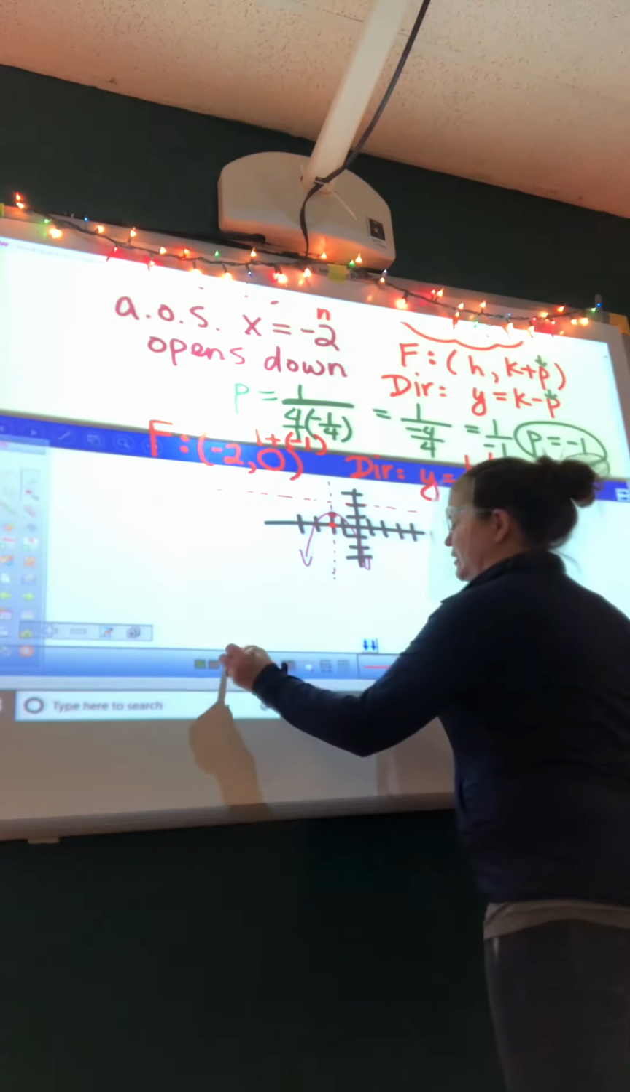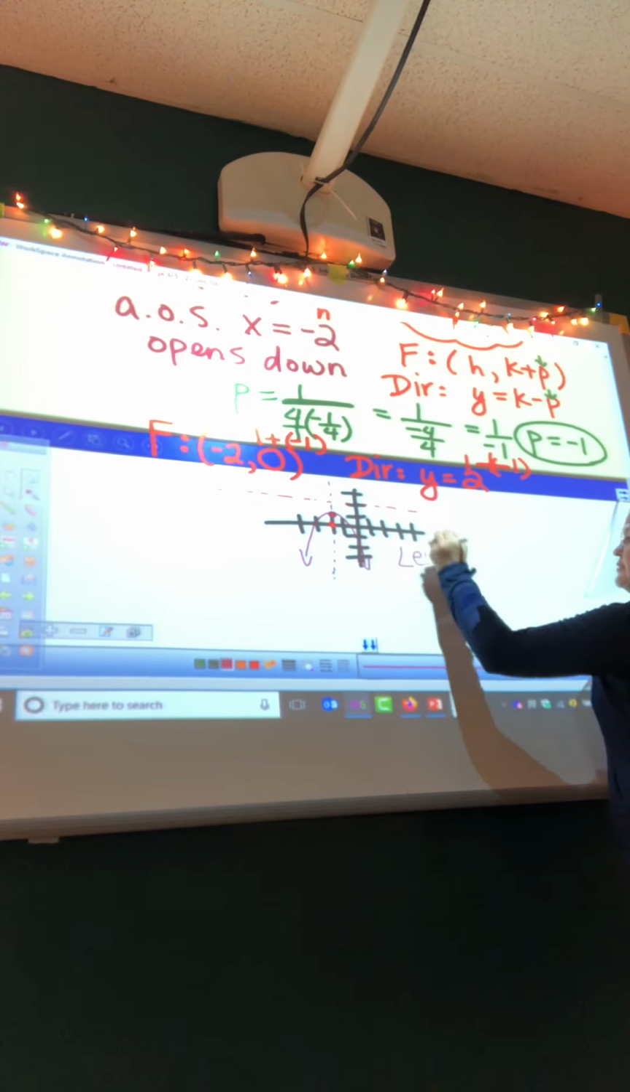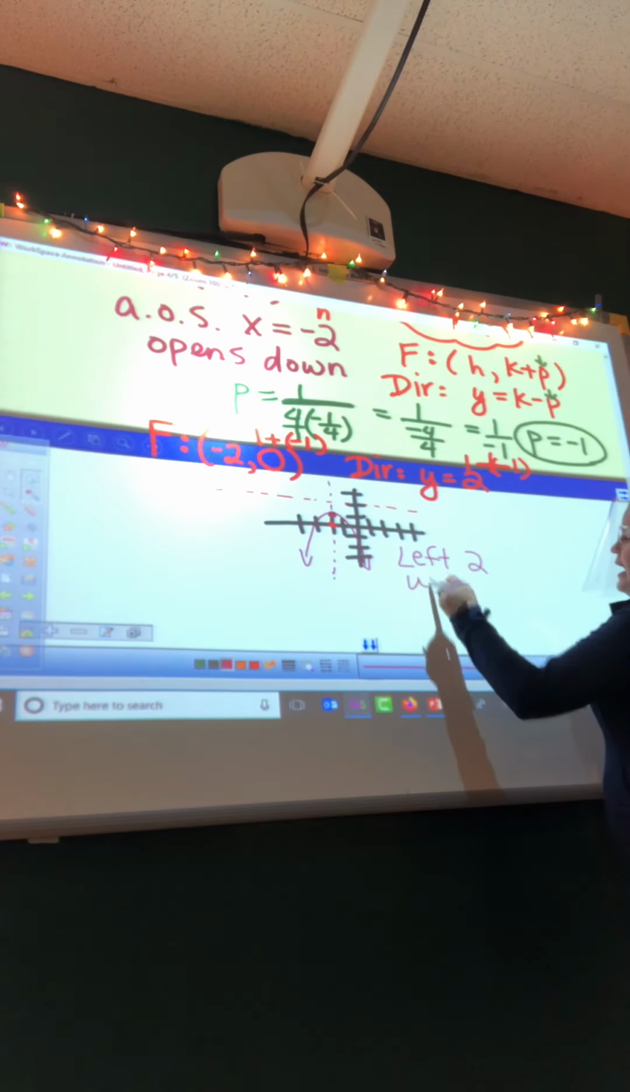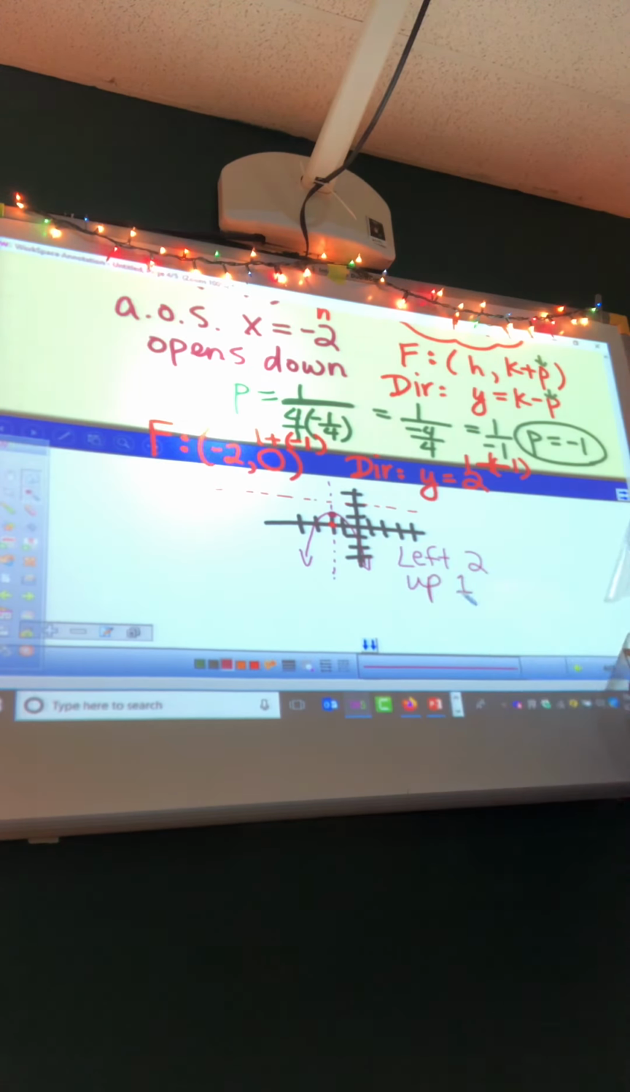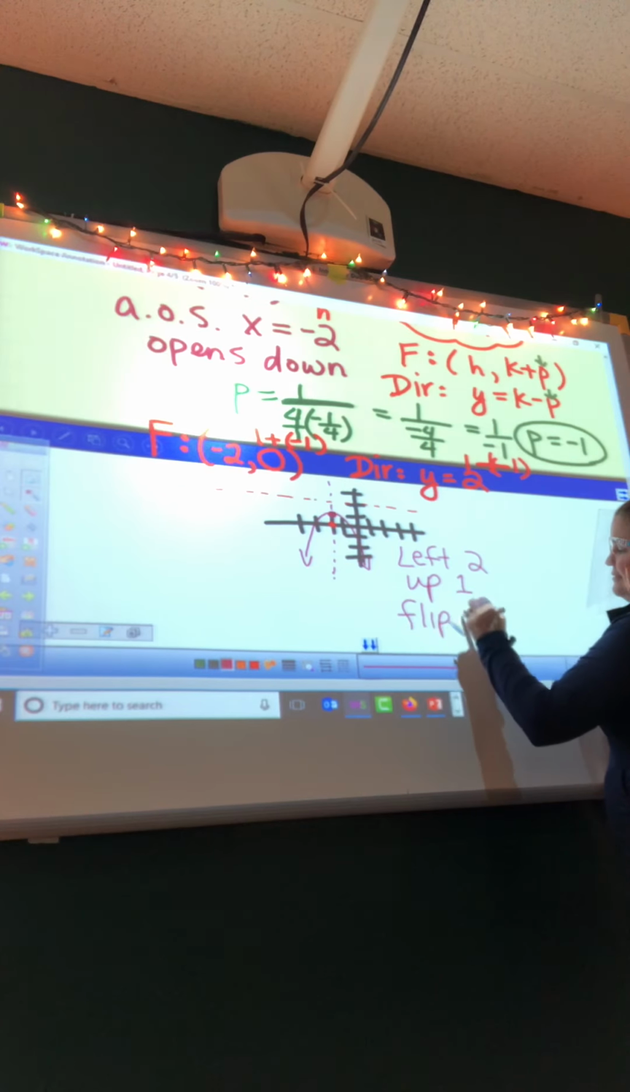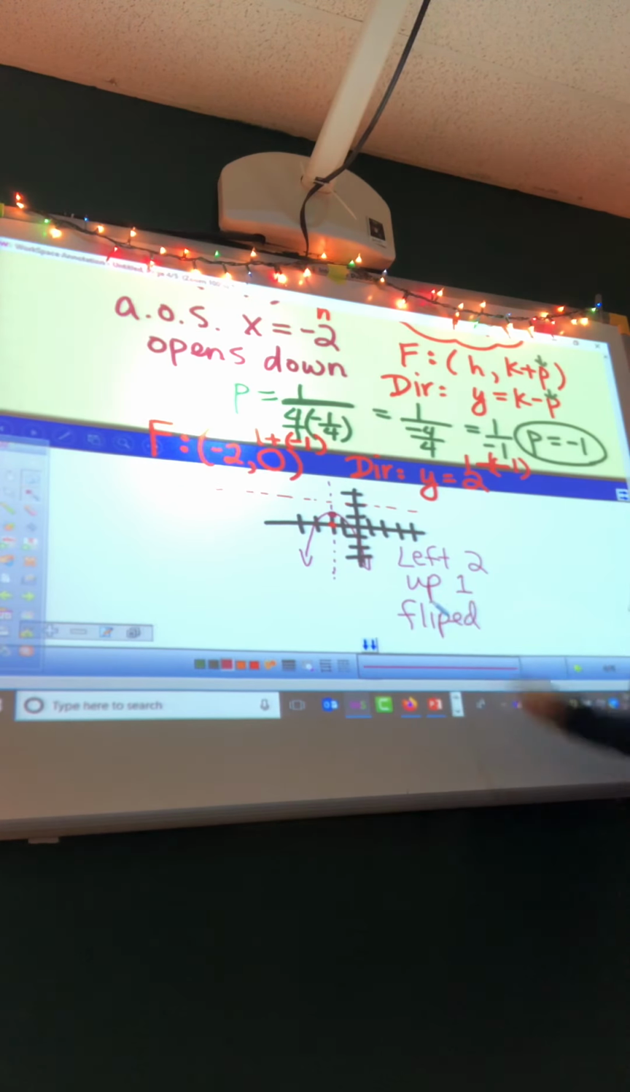What's a transformation that you see? Okay, very good. Left 2. I like that. Up 1. I like that. What else did it do? Oh, it flipped. You bet. Book would call that a reflection, but flip is good for me. And also, we didn't get it super wide, but the 1/4 made it be more wide, didn't it? Okay. So those would be our transformations.